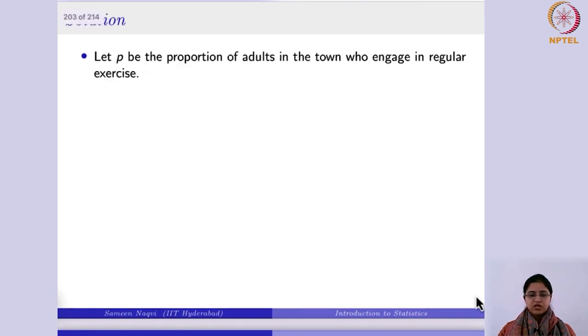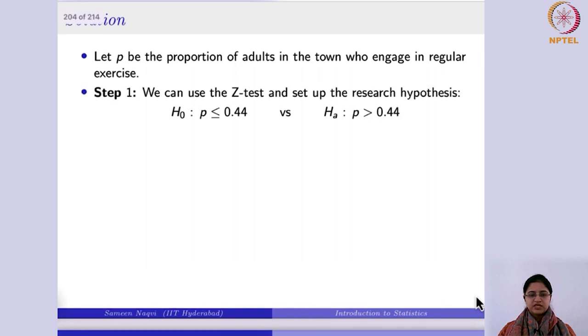So let us see. If you denote P as the proportion of adults in the town who engage in regular exercise, then the first step is to check the conditions, to see that you can use the z test. Obviously, you have to check whether those conditions, n times p naught and n times 1 minus p naught, are satisfied. So this has to be at least 5. In some books you would find that it is 10 also, so you have to be consistent with whatever you take.